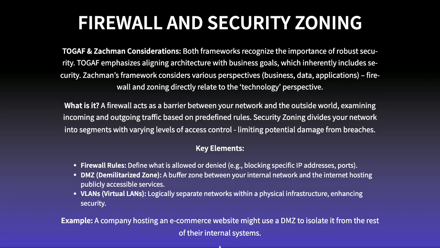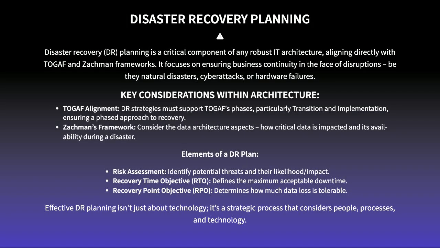Essentially, a firewall is like a gatekeeper, examining every piece of traffic coming in and out of your network based on rules you set. And security zoning divides your network into different areas with varying levels of protection. It's about limiting damage if one part gets compromised. We'll cover things like firewall rules, DMZs, and even VLANs to give you a better understanding of how these concepts work together.